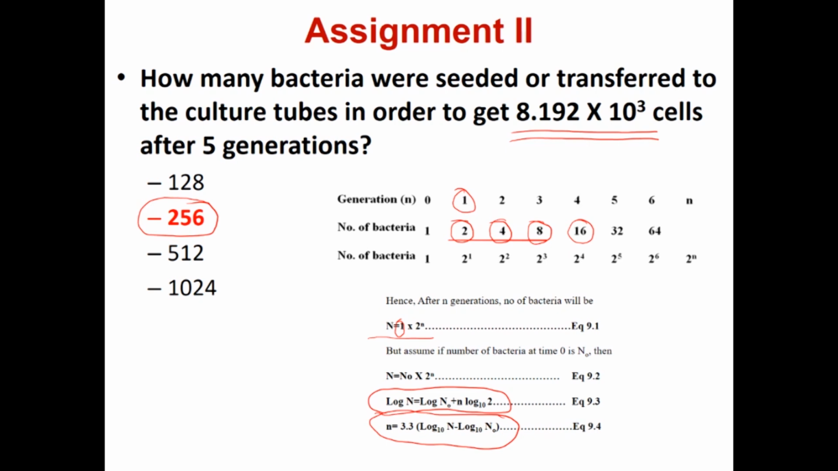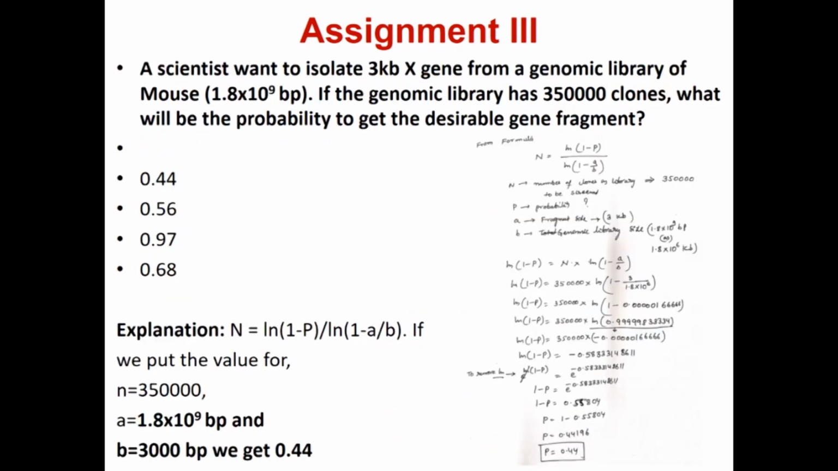So, let's take up another question from assignment 3. Many people have asked about this question, which is related to genomic library preparation. A scientist wants to isolate a 3 kb X gene from a genomic library of mouse, whose genome is 1.8 into 10 to the power 9 base pairs. This is the size of the genome we have given. If the library has this many clones, what will be the probability to get the desired gene fragment?